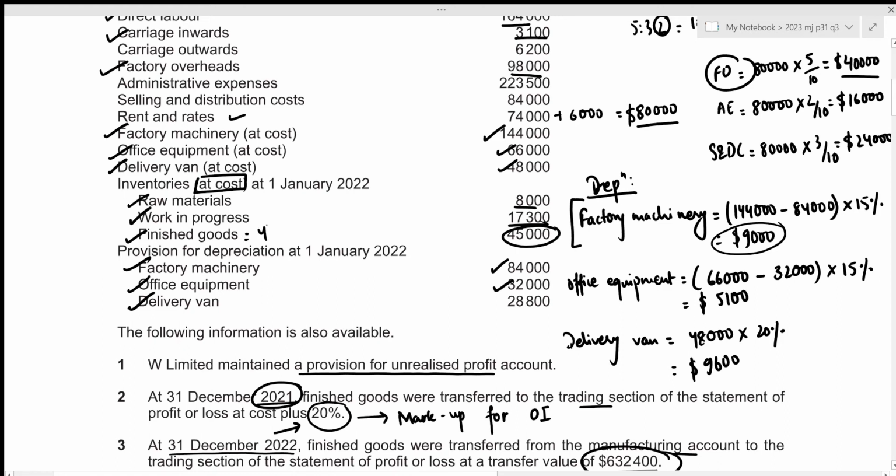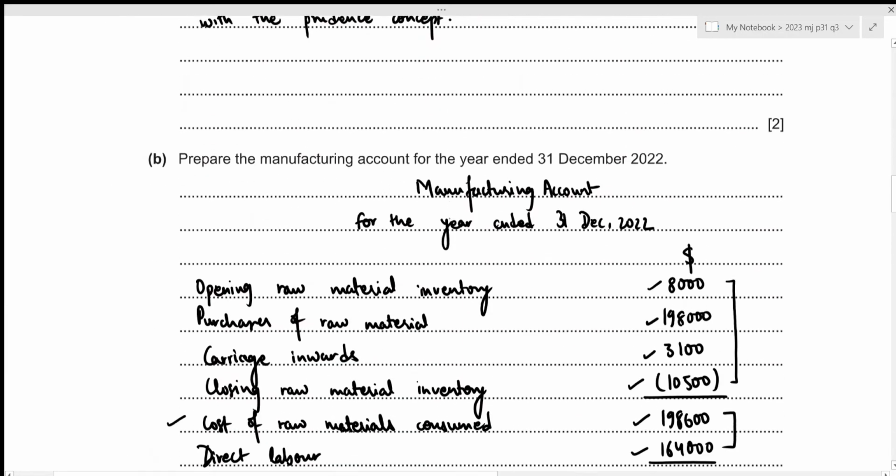Let's find it out. So that's 45,000. We just need to increase it by 20%. So we're going to multiply it by 1 plus 20%. And this gives the value of finished goods to be included in our statement of profit or loss to have the value of 54,000. Let's write it down.